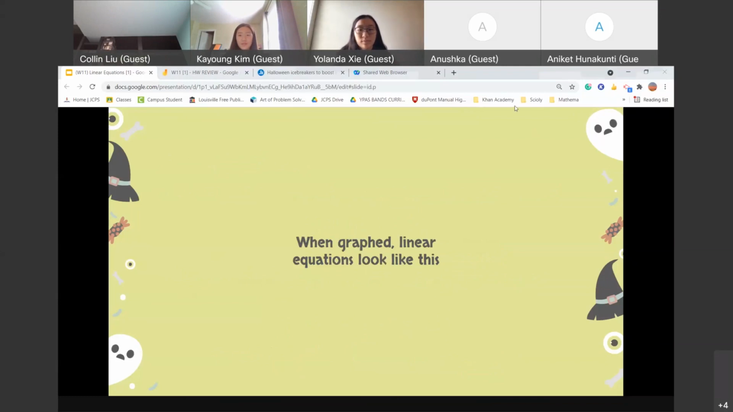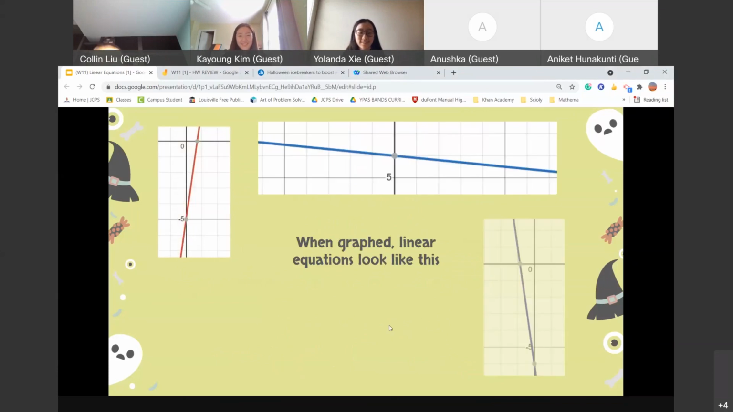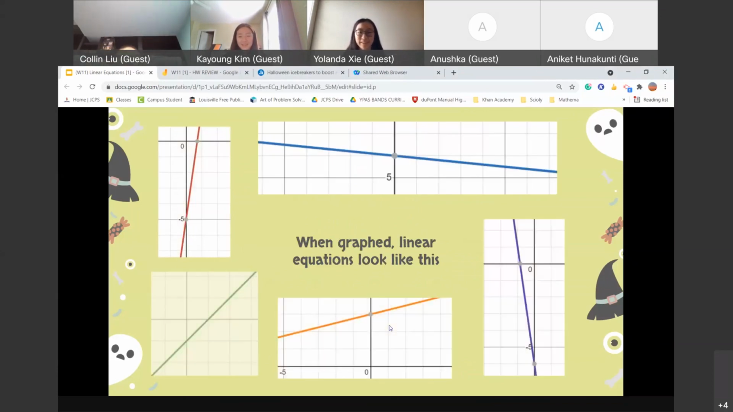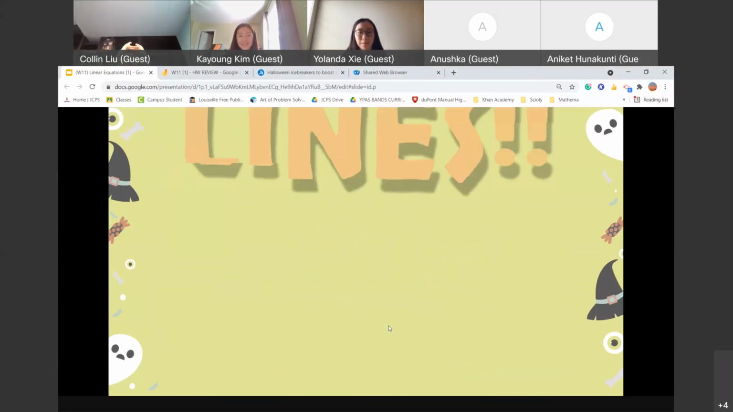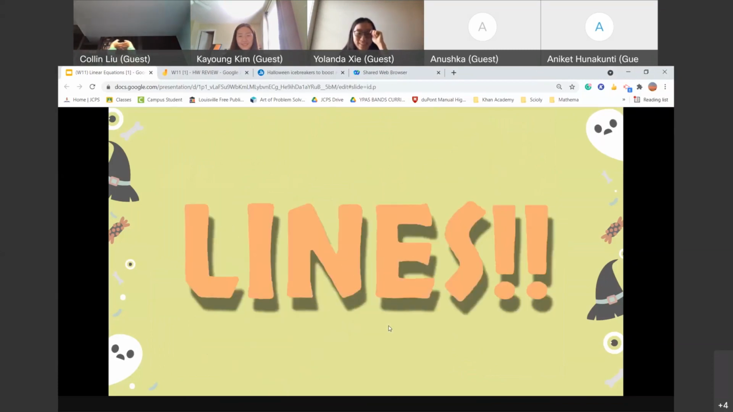So when graphed, linear equations look like this. We should take a second to appreciate all of the hard work I put into making this slide really nice. So get ready. Woo! Great job, Kayang. Thank you. So when you graph linear equations, you get lines.